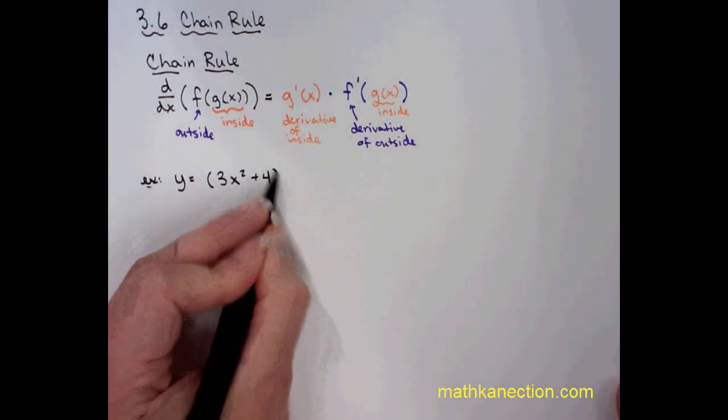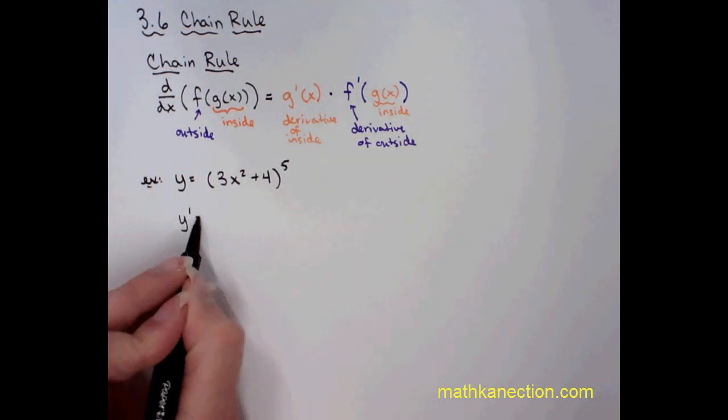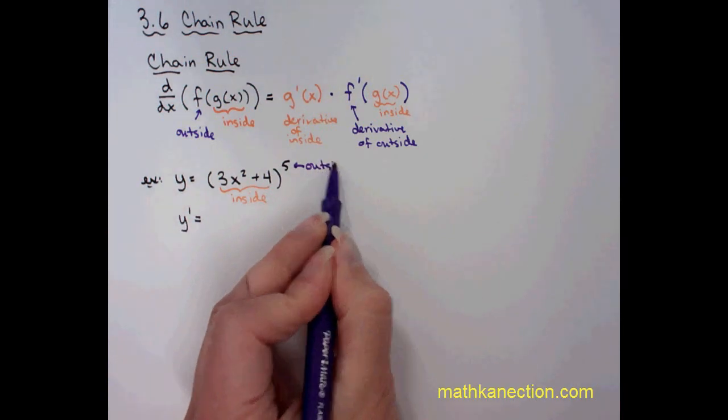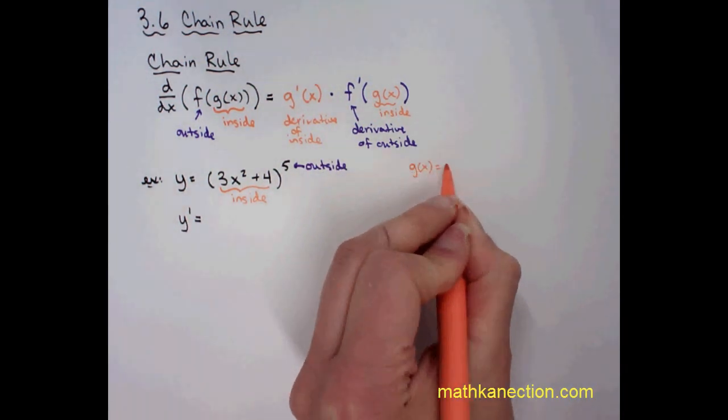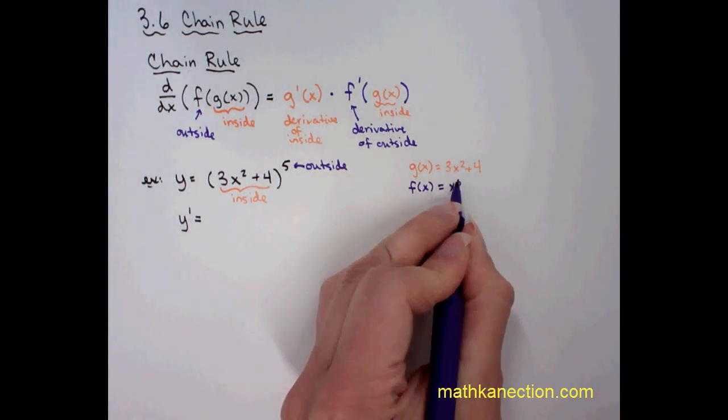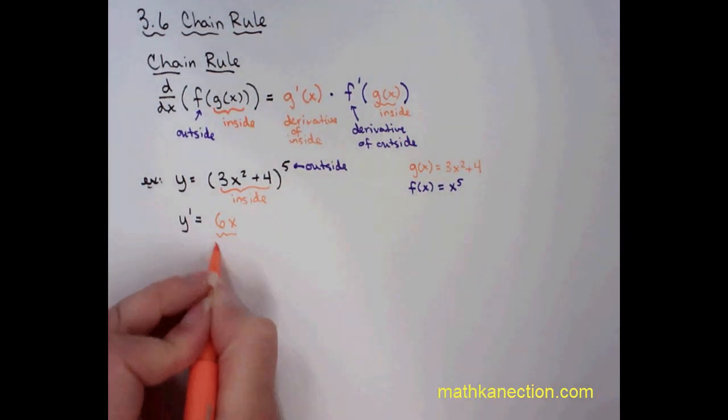The example, we have y is equal to 3x squared plus 4 to the 5th power. To take the derivative, 3x squared plus 4 is the inside of the function. The 5 represents the outside. So the g of x is the 3x squared plus 4, and the f of x is x to the 5th. Taking the derivative of the inside is 6x.